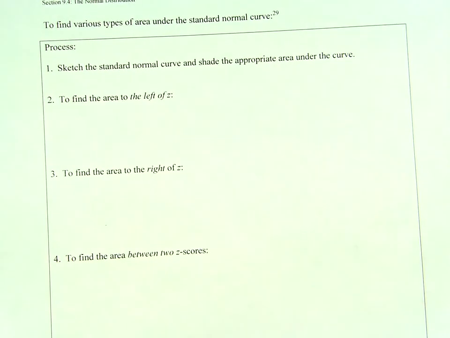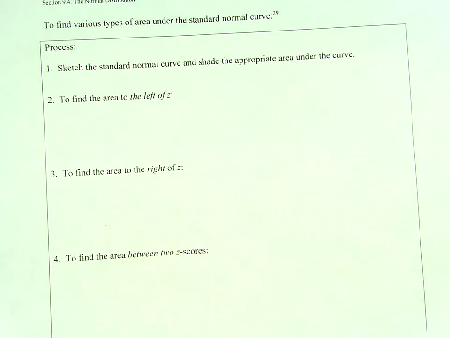There are various types of areas we could be looking for. We could find area to the left of a particular z-value. We already saw that. Area to the right of a particular z-value. Or the area between two z-values.